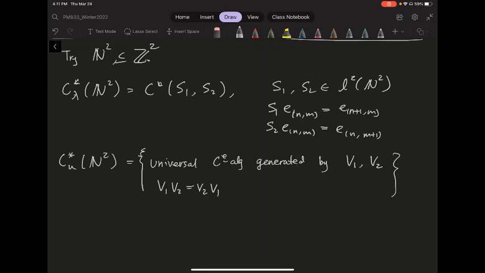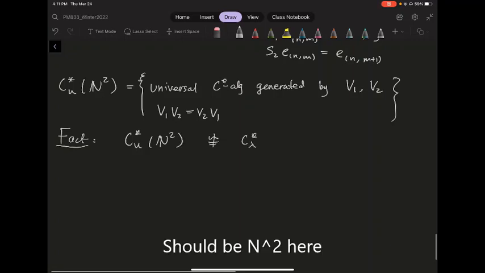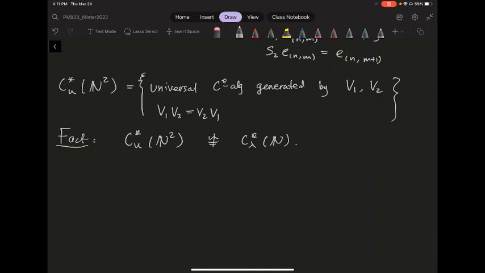okay? Well, the idea is that if there's any notion of amenability, then N squared being abelian and embedded inside Z squared, having nice generators, you're expecting these two to be the same. But they're not actually. So here's just a fact: if you define your universal one in this way, it's not isomorphic to the reduced one. There are really many reasons why this fails.